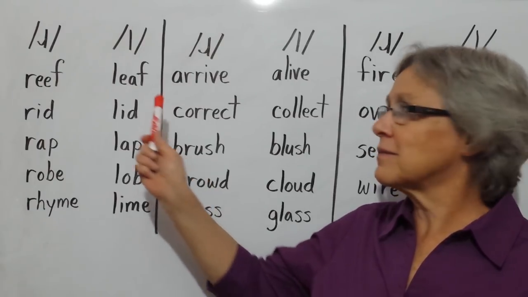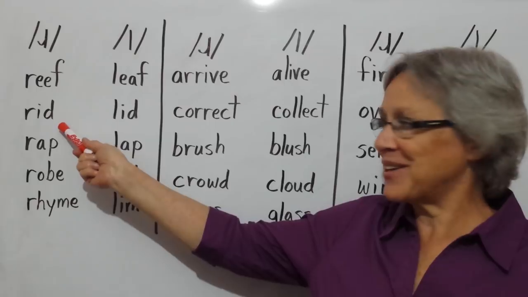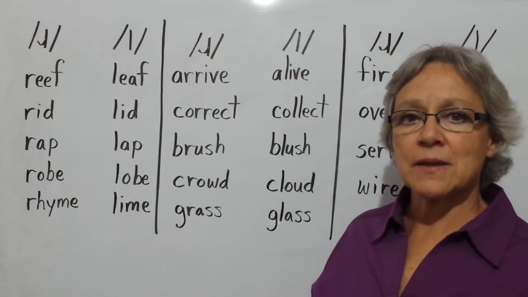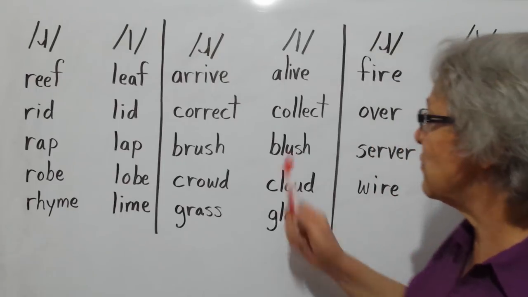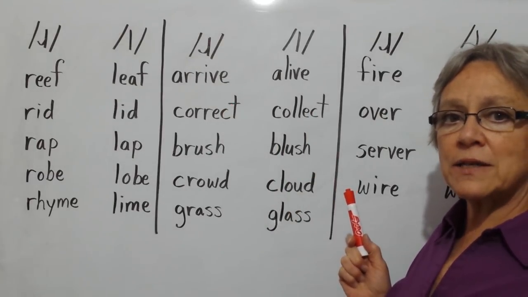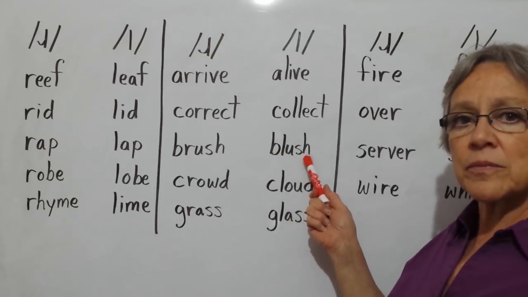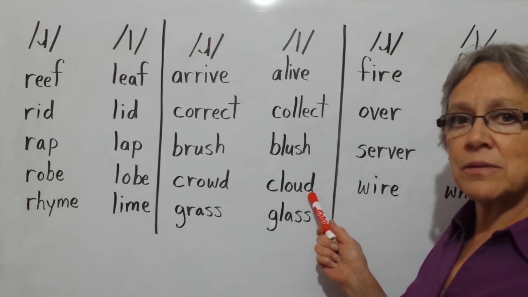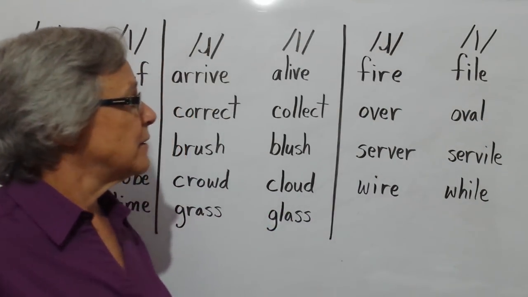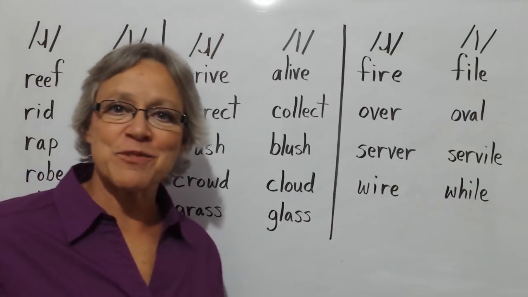Leaf. That was that, okay? Red. Which one? Was that one, okay? Wrap. Okay? Lime. What's this one? Okay? Let's do it here. Arrive. Okay? Correct. Lush. Cloud. Grass. Okay? And let's see. Fire. Okay, that one. Wire. That one. All right, let's move on to the next section.